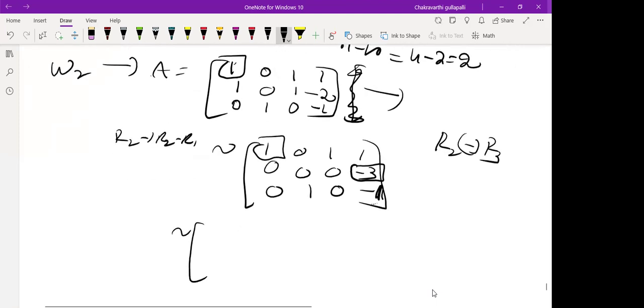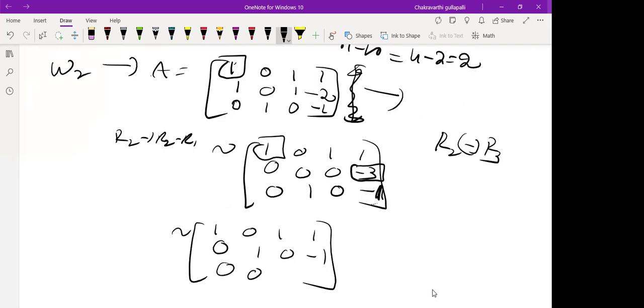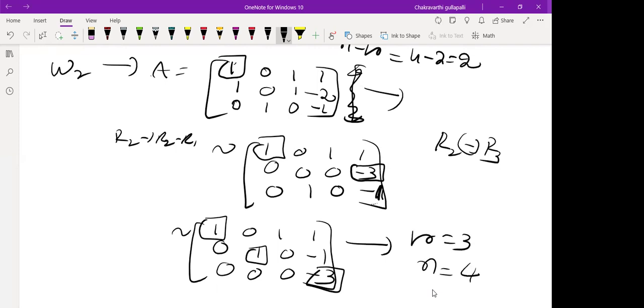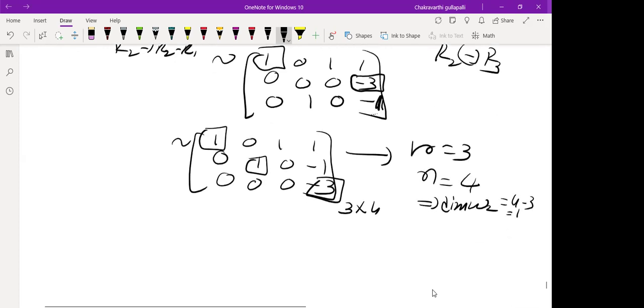Automatically it reduces to the form 1, 0, 1, 1. 0, 1, 0, minus 1. 0, 0, 0, minus 3. So automatically this is leader, leader, leader, below that nothing to make 0. This is already in echelon form. So R is equal to 3. N is equal to 4 because it is a 3 by 4 matrix. So dimension of W2 is N minus R, 4 minus 3 is 1. Okay, this is dimension of W2.